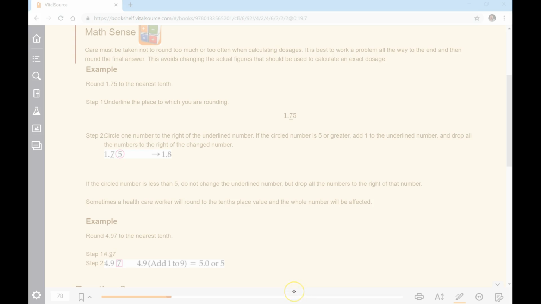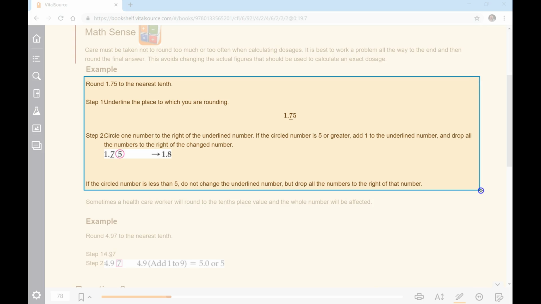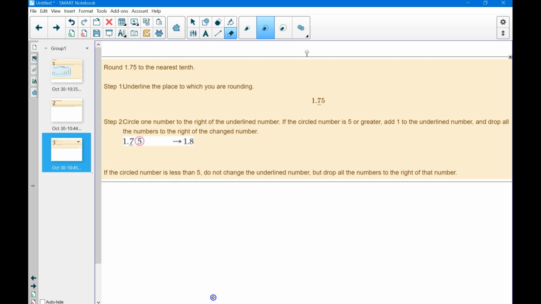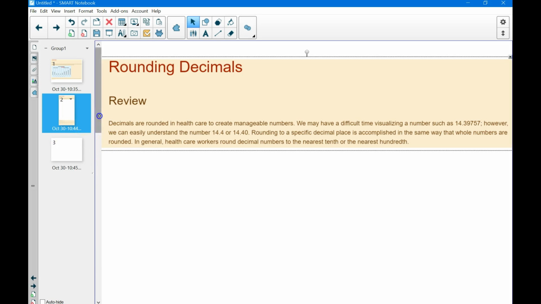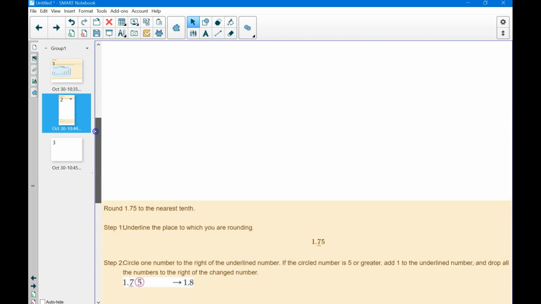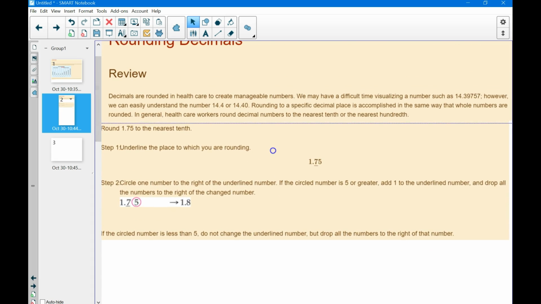I'm just going to review the rules right here, and we'll do some examples. Just cutting out the pieces that I want.